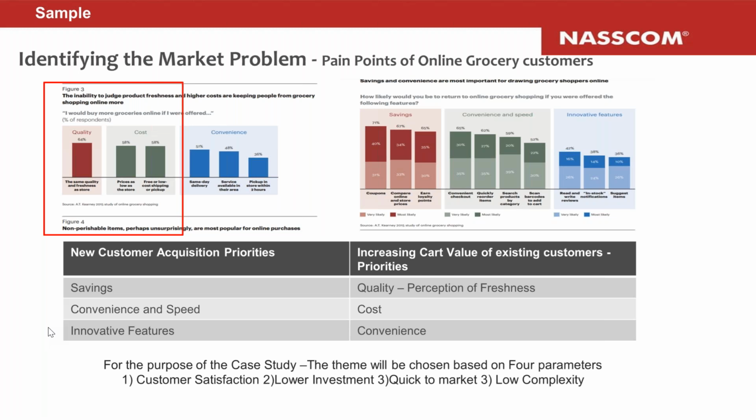So for the purpose of the case study, I will choose a theme based on four parameters: customer satisfaction, lower investment, quick to market, and low complexity. And these parameters are always helpful when you're trying to decide something very quickly as well.